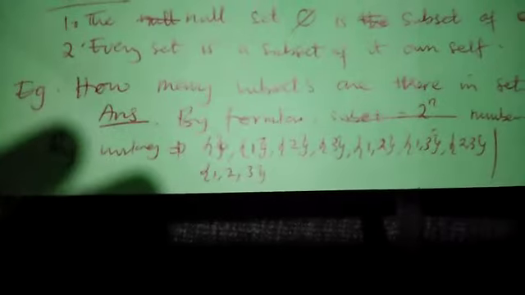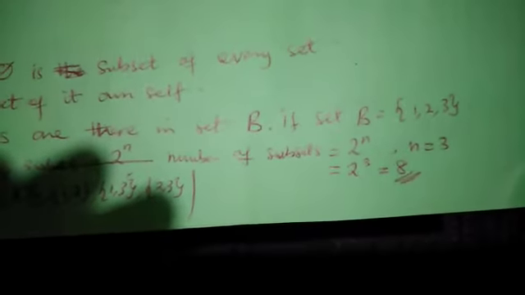Looking at an example, how many subsets are there in set B, if set B is equal to 1, 2, and 3? We shall work this by formula and by working. By formula, we know the number of subsets of a given set is given by 2 to the power n, where n is the cardinality. Cardinality means the number of elements in that set.